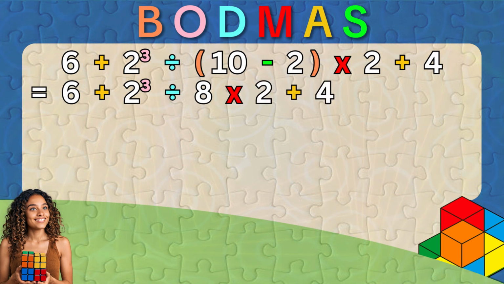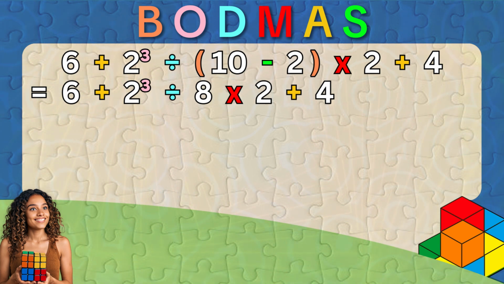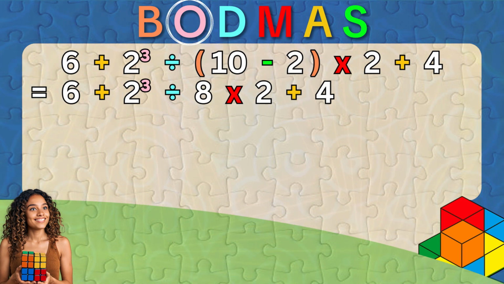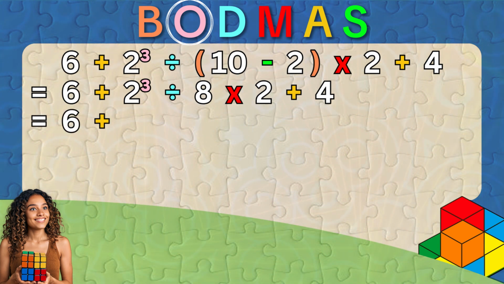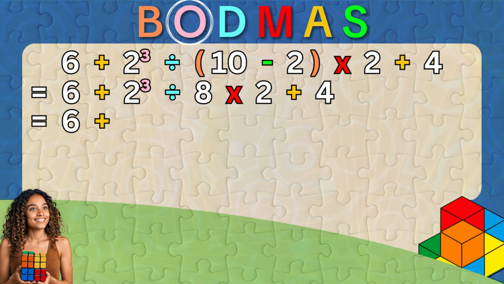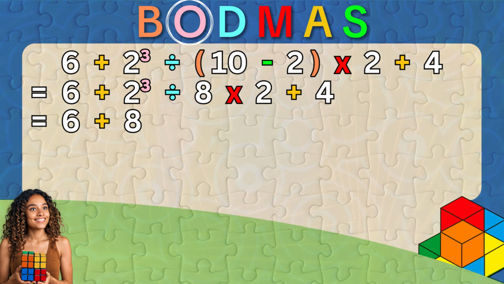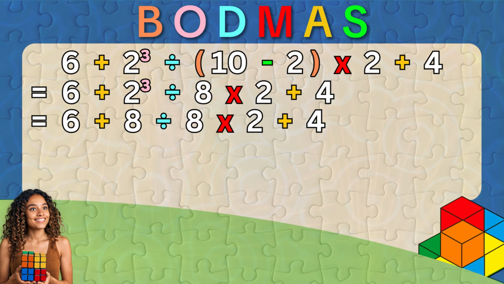Now let's move to the next process, which we know from our mnemonic is orders, and our order or exponent is 2 to the power of 3. So let's write down 6 plus, and then work out 2 to the power of 3, which is 8. Let's write that in, and then write down the remainder of the sum. So now our sum is simplified, but we still have addition, division and multiplication to take care of.